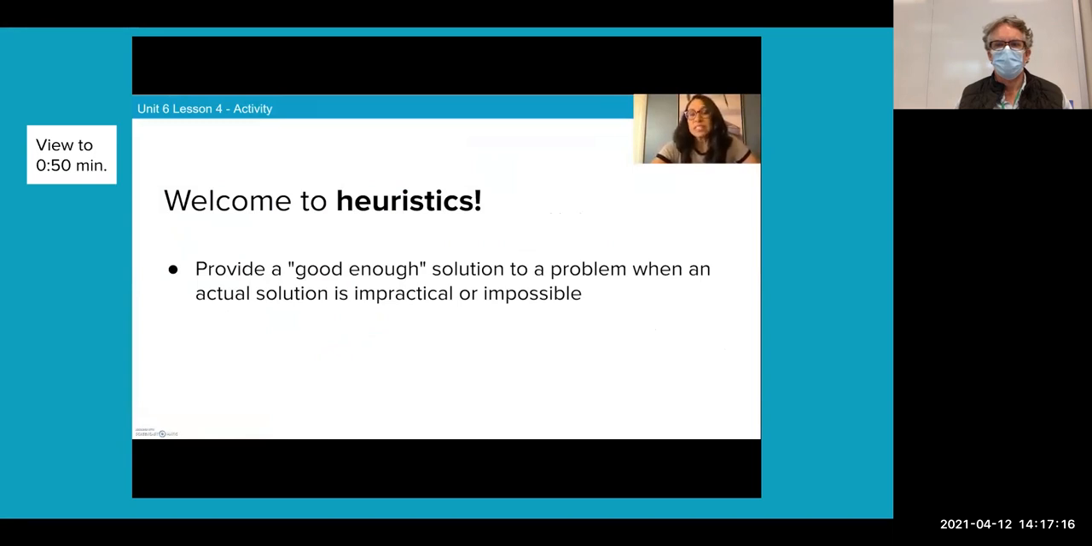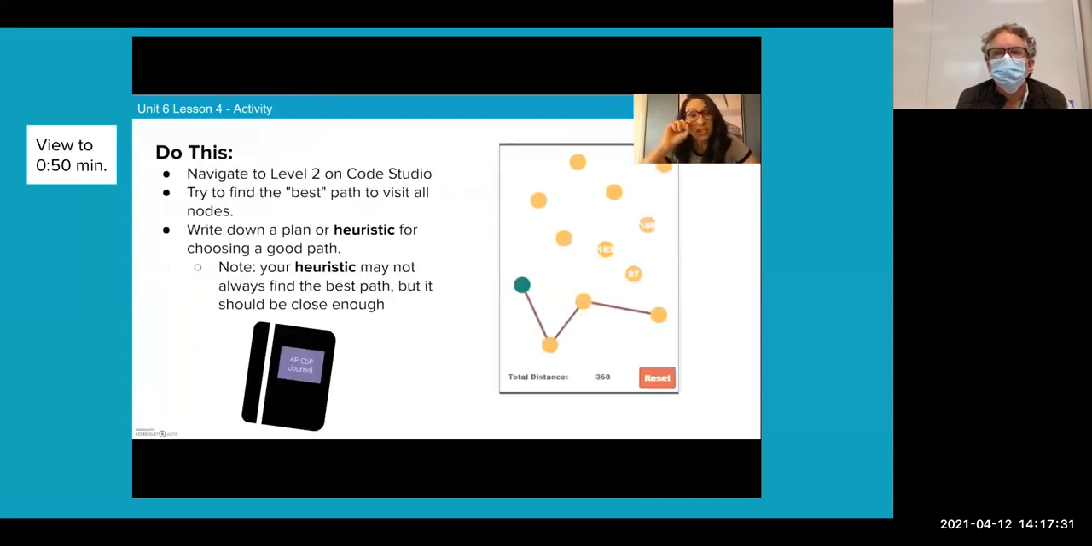There are so many different paths that you could possibly take. Google Maps goes through a heuristic algorithm and gives you the best possible solution at that time, something that's good enough. So what you're going to do now is pause this video and go back into your worksheet and complete parts 2 and 3.